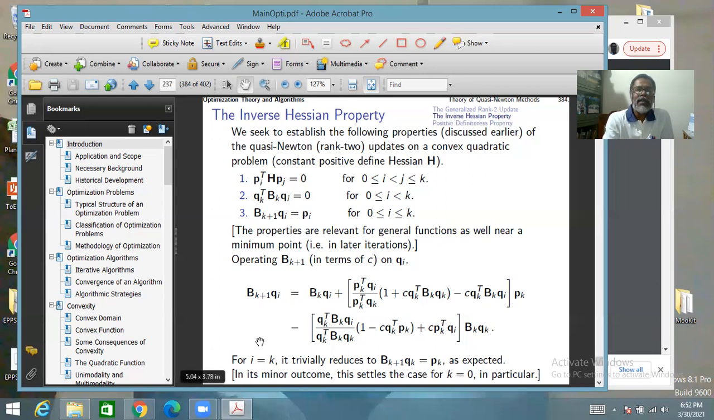And for any k, the third property is true for i equal to k. So in the following, we will try to establish these two things for k greater than 0 and for all i below that, and this one we will try to establish for any k with all the i values below that. For equal, we don't have to do that because that has been trivially settled.